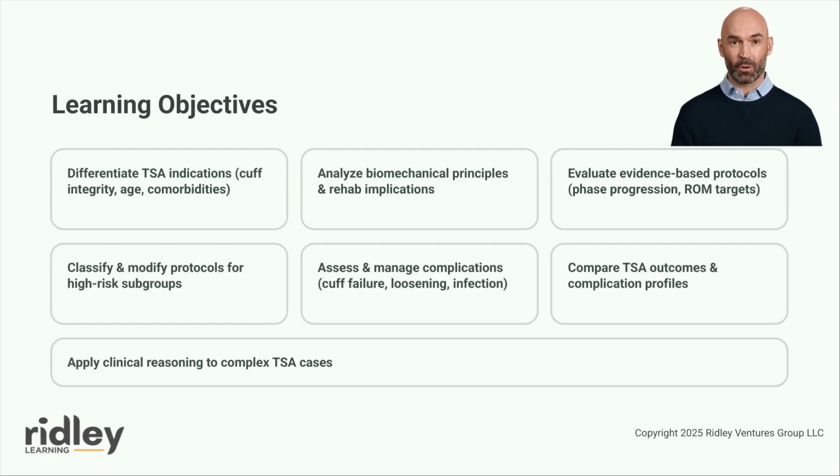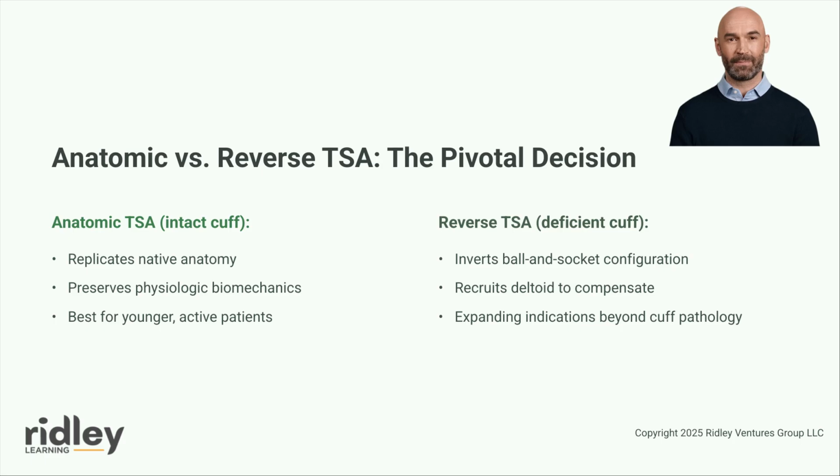Let's begin with Module 1, Surgical Indications and Patient Selection for Total Shoulder Arthroplasty. The selection between anatomic total shoulder arthroplasty and reverse total shoulder arthroplasty represents one of the most consequential clinical decisions in contemporary shoulder surgery, with profound implications for postoperative rehabilitation, functional recovery, and long-term patient satisfaction.